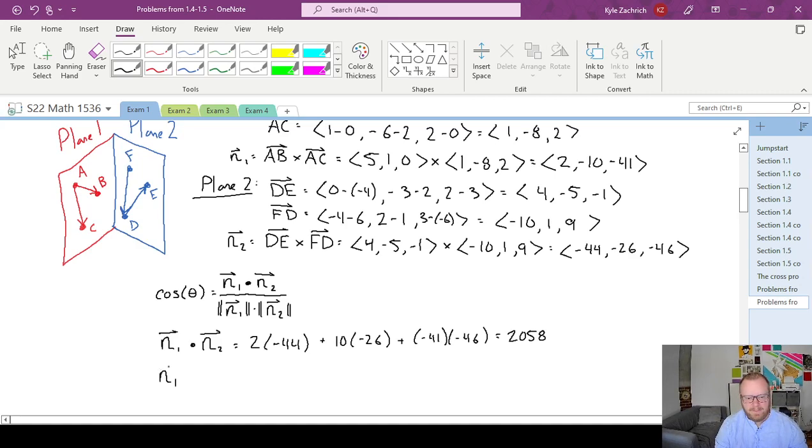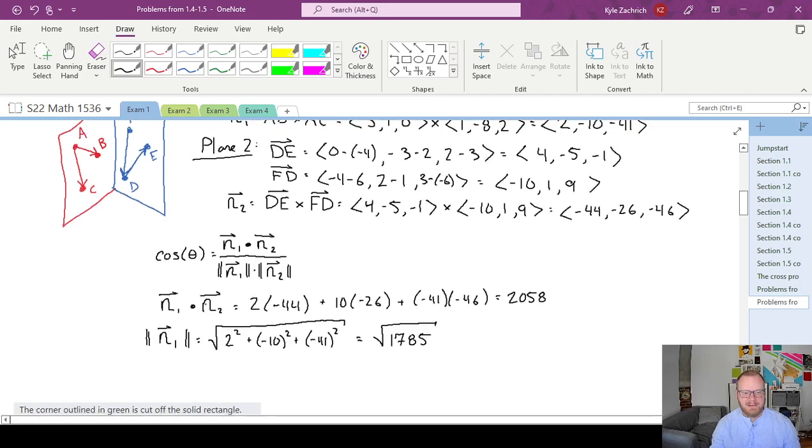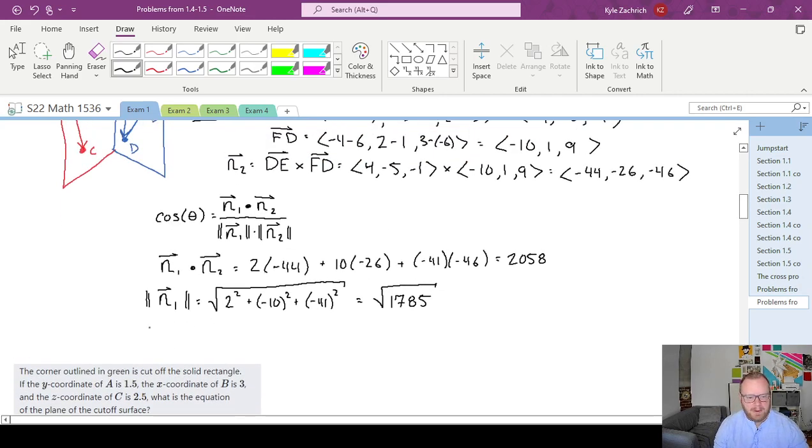My magnitude of n1 is the square root of 2, negative 10, negative 41. So 2 squared plus quantity negative 10 squared plus quantity negative 41 squared. When I'm putting these into my calculator, I don't include the negative signs because I know those negative signs are going to disappear, and I want to make extra sure that I get those positive numbers in there. I'm just including negative 10 in here to show you where it's coming from. But we've already mastered getting the magnitude of these vectors, right? Okay.